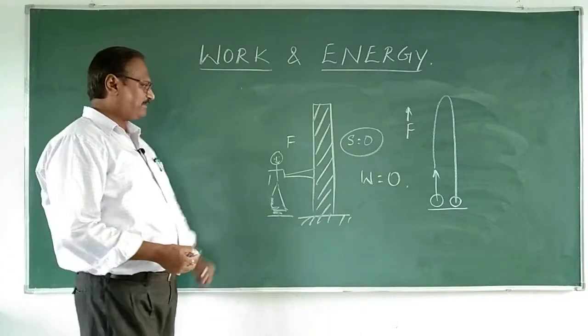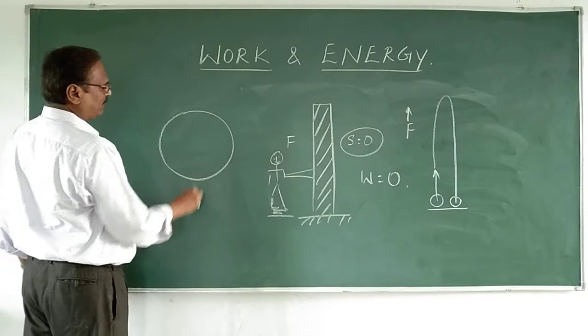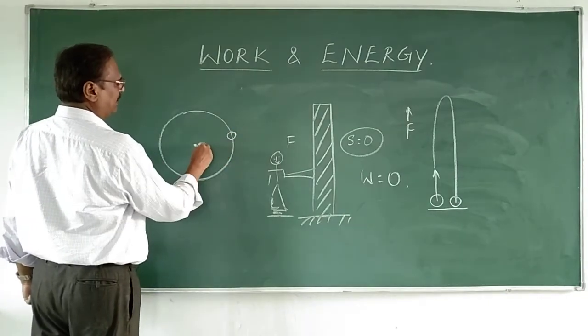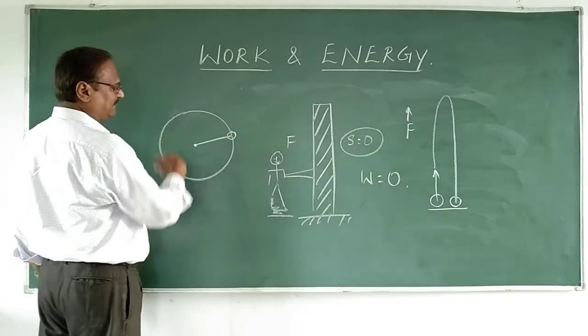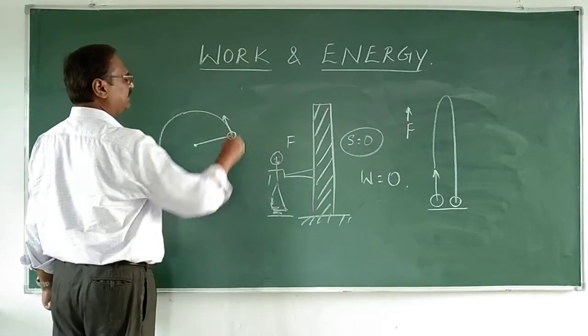I give you another example. Here, you take for example a circle. In the case of a circle, if there is a body here, I am going to think of the body in the circle. I am going to move the body, whirl it, and the body is moving like this.